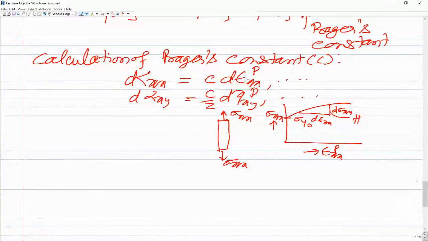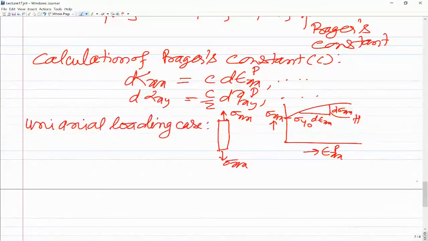So this data you get. That is what we are going to get, this information about C, from the uniaxial loading case. So if you consider the uniaxial loading case, now you have sigma xx is not 0, and the other stresses are 0. So it should be d of alpha xx is C times d of epsilon xx p only.